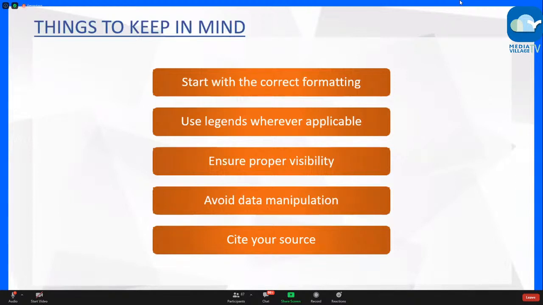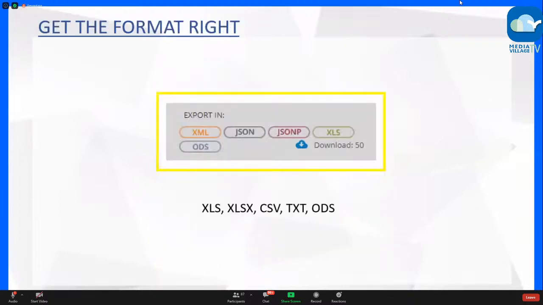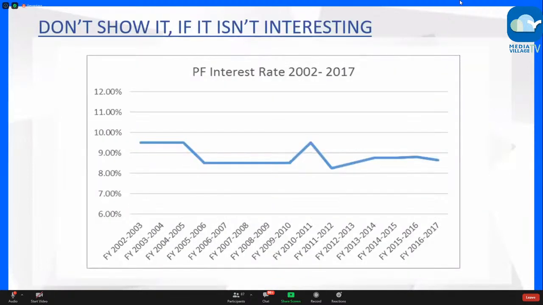As journalists, you always have to use the data from your original source. You don't manipulate it. And always cite your sources. So in your visualization, you cite towards the bottom that you got the data from Forbes, or from the government website of the income tax department or somewhere. You cite your sources. These are some basic things you have to keep in mind while you do visualization.